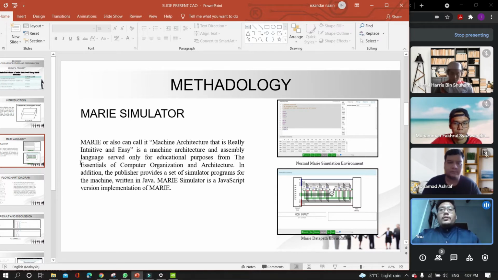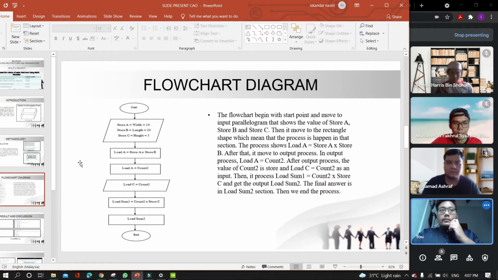Next is the flowchart diagram. As you can see, the flowchart begins with the start point and moves to the input parallelogram that shows the values of store A, store B, and store C. Then it moves to the rectangle shape, which means the process happens in that section. The process shows lot A equal to store A multiplied by store B. After that, it moves to the output process, where lot A equal to count 2.